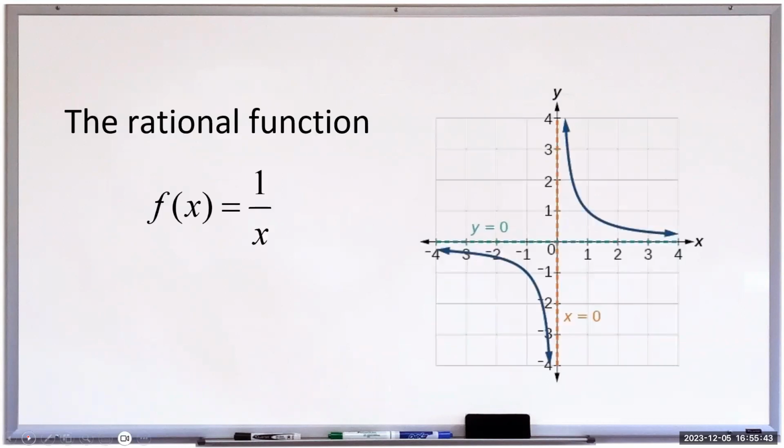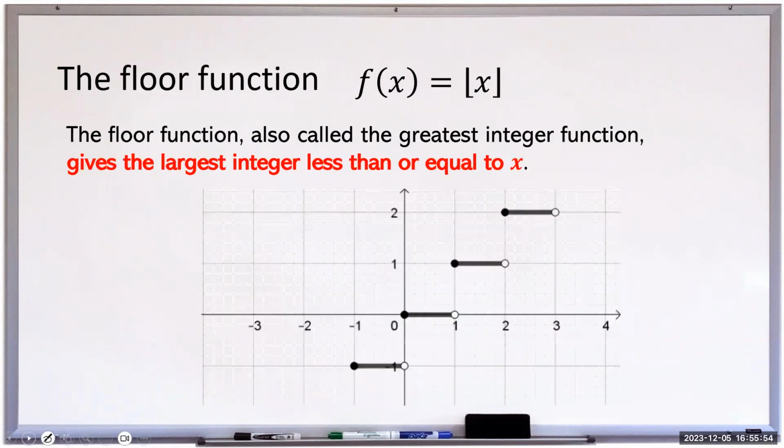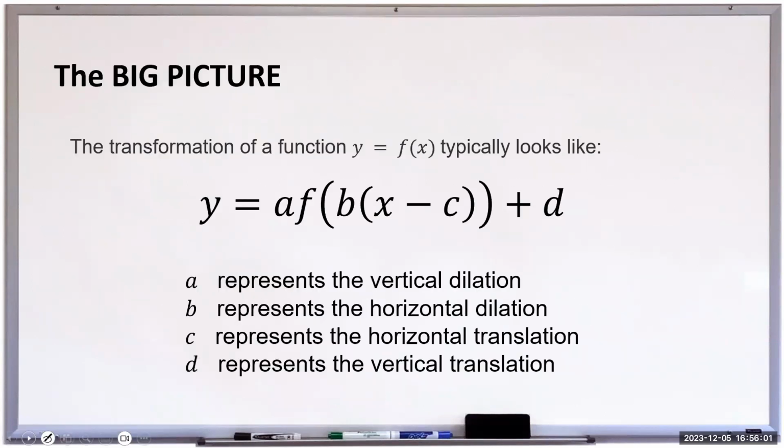The rational function 1 over x. So the vertical asymptote is at the y-axis and the horizontal asymptote is at the x-axis. And the floor function given as follows. Okay?